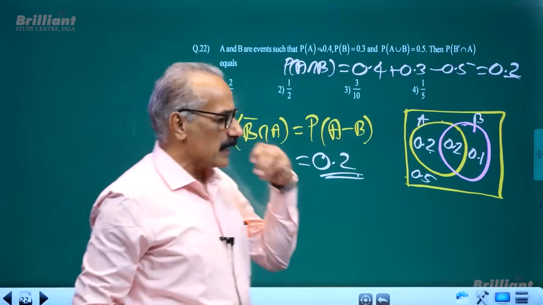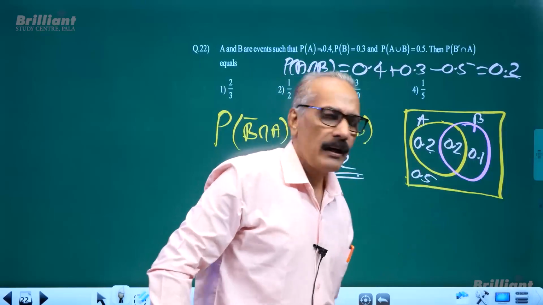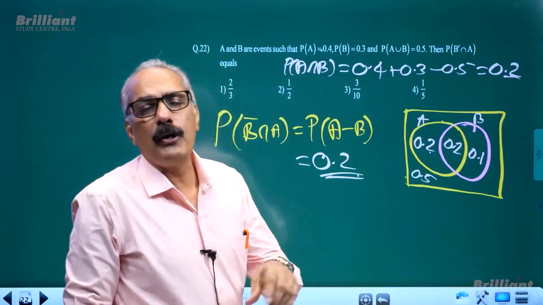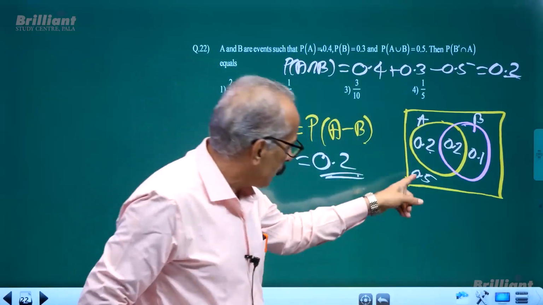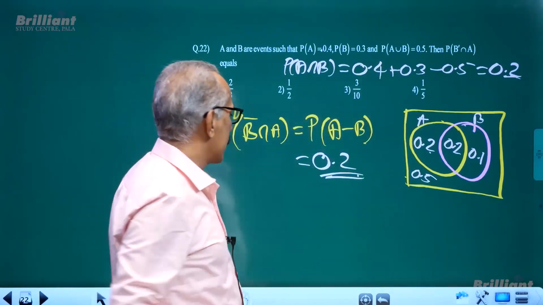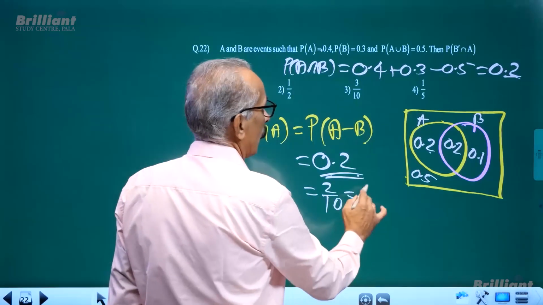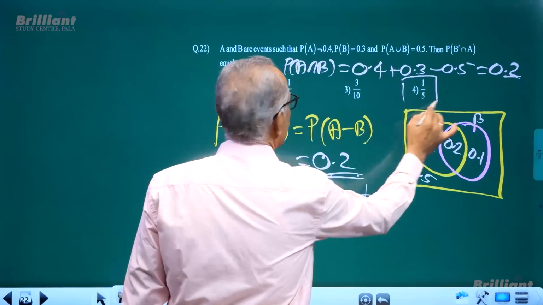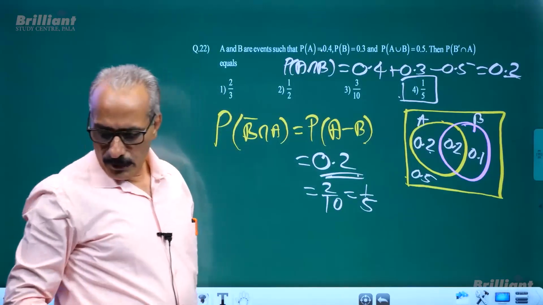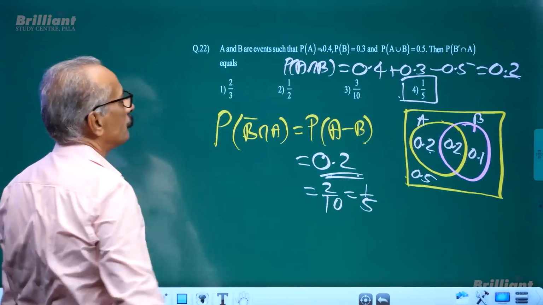They can ask you what is the probability of B minus A. Hence B intersection A bar, 0.1. What is the probability of A union B whole bar? That is 0.5. So P(A union B) is 0.5, etc. So 0.2 means 2 divided by 10. That's equal to 1 by 5. Your answer is 4. Question 22, the answer is 4. Then on to the next question.